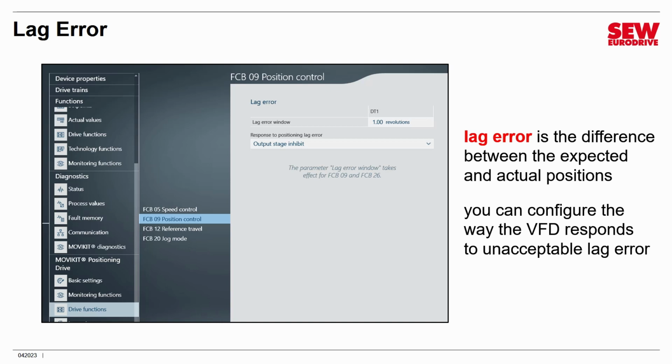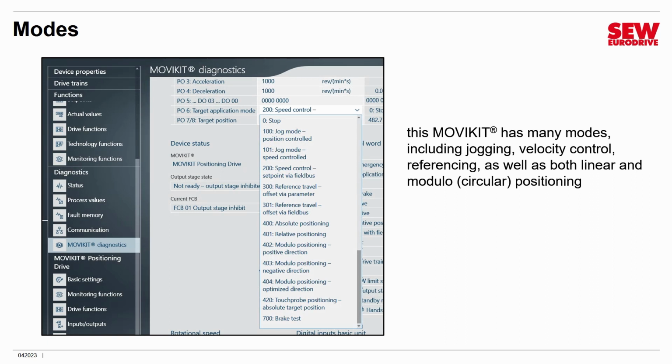For this lab, you can just leave lag error set to its default. That's fine. You won't get any lag error in the lab in all likelihood. But in a real application, you would need to set it to something appropriate to the actual machinery that you're driving. All right, so that's lag error. Now let's look at the modes that are available with this MOVIKIT. Again, I'm showing you in the diagnostic screen since you can use this to test your MOVIKIT.